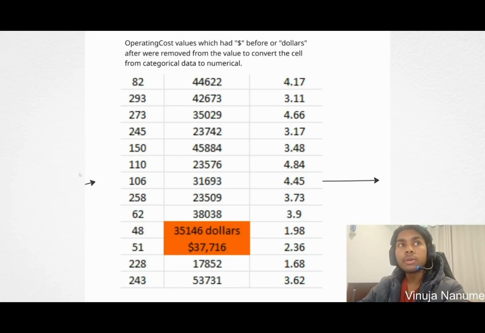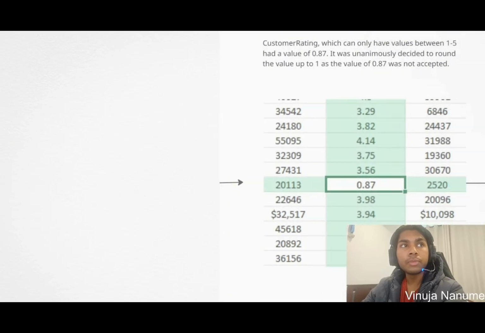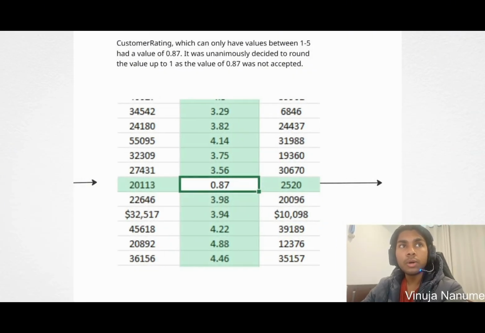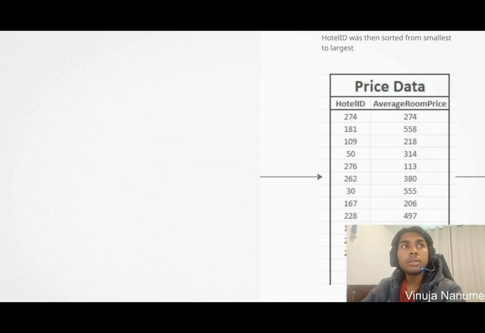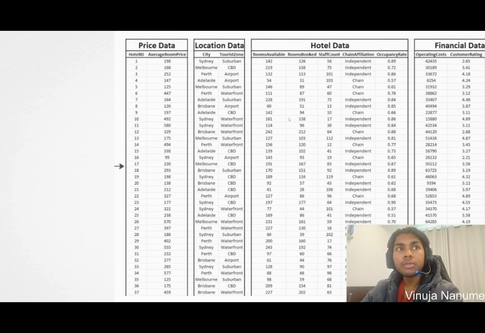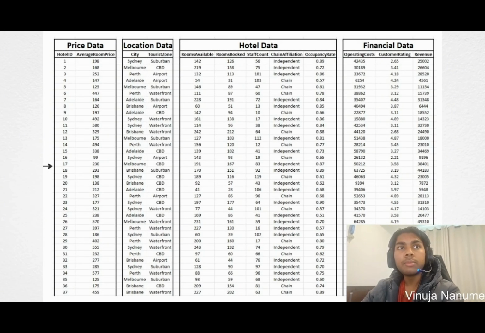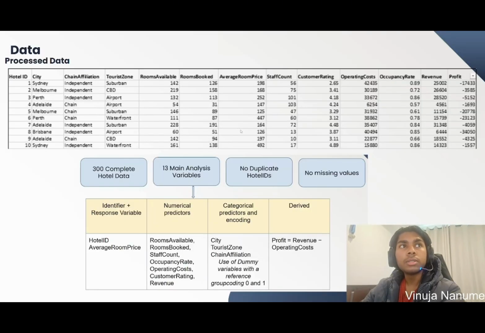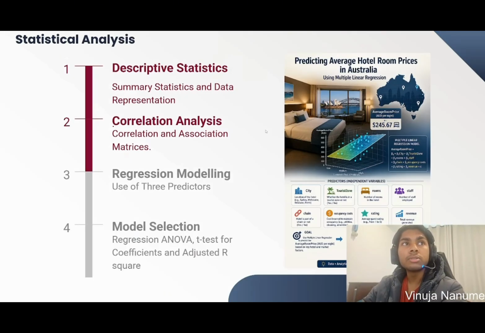The same issue also appeared further down the line in revenue. Customer rating, which could only be between 1 and 5, had a value of 0.87. After discussions, we decided it would be best to round it up to 1 to ensure we still had 300 data points. Lastly, hotel ID was sorted from smallest to largest, as that was common practice. After that, we removed the duplicate hotel ID column from each table and we merged the data. Overall, this process ensured that the data was accurate, consistent, and ready for multiple linear regression and statistical analysis.